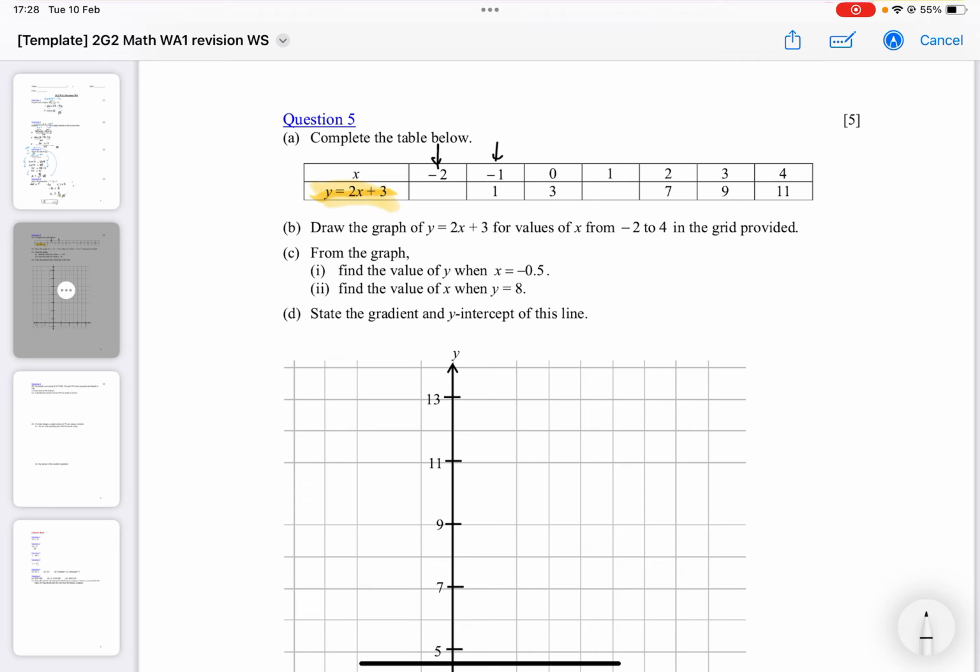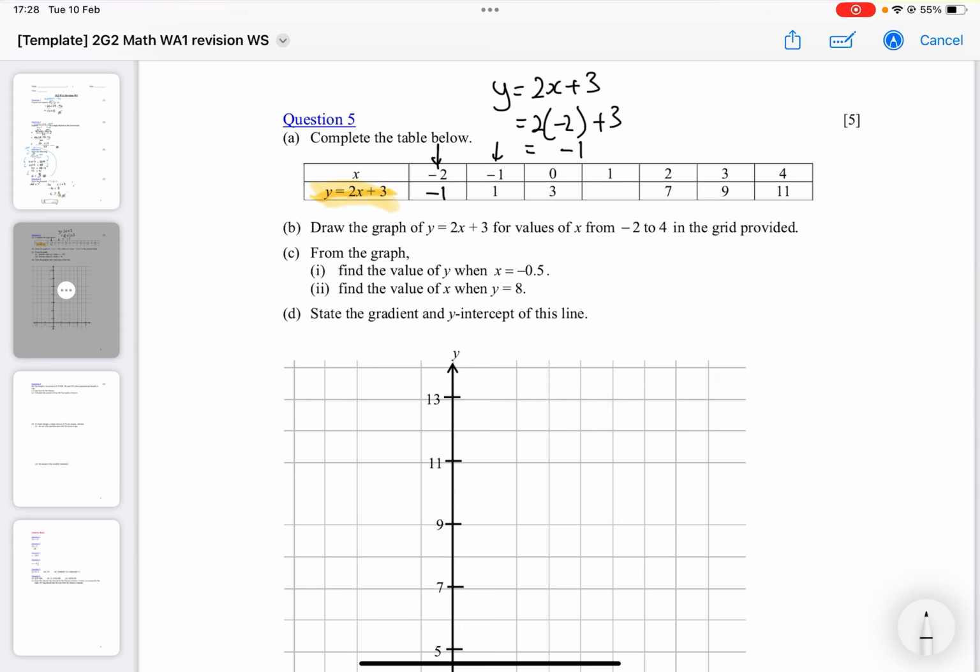The equation is y equals 2x plus 3. When x is equal to negative 2, you have to do your substitution. I substitute x with a bracket, put negative 2 inside, then I can solve. y is 2 times negative 2, negative 4, negative 4 plus 3, negative 1. So when x is negative 2, y is negative 1. They are related like that.